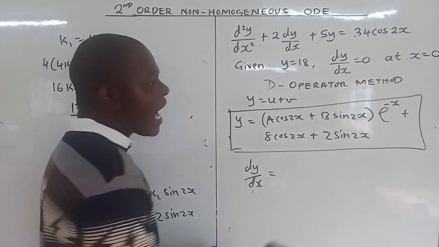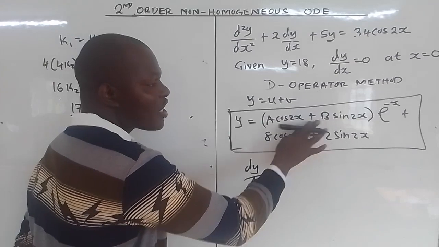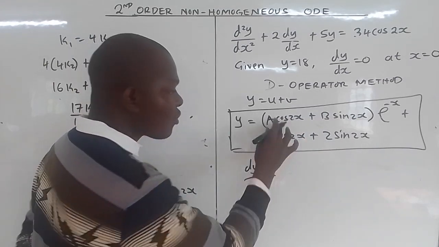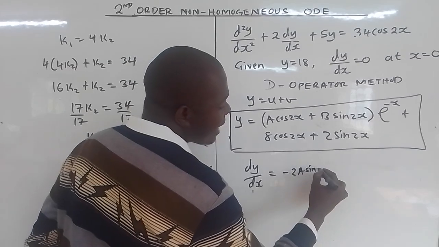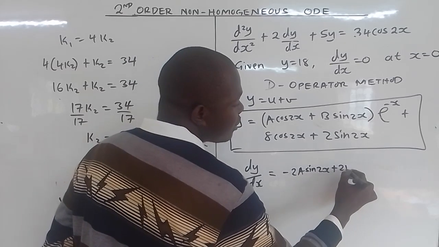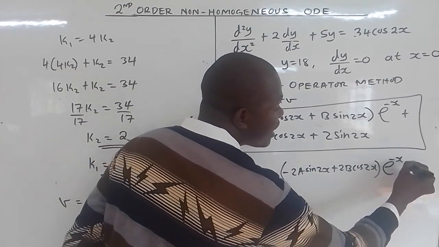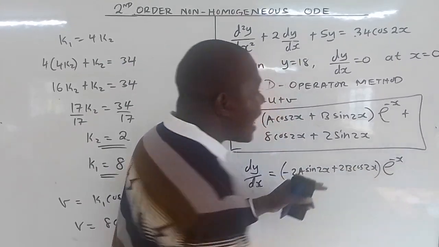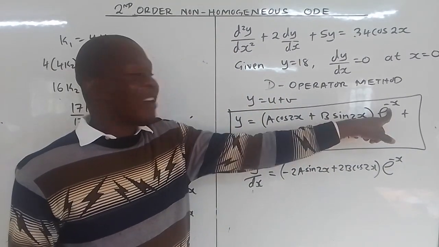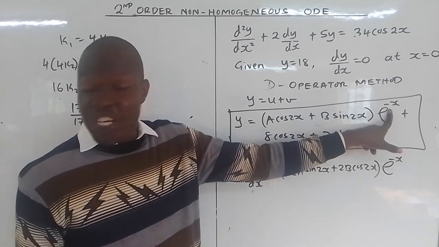So it is like I've taken the exponential negative x step, I'm differentiating what is inside. I'm still getting what I was getting. So I have negative 2a sine plus 2b cos 2x, then exponential negative x, I took that step, isn't it? Now it is plus, and now I'm taking this step and differentiating exponential negative x.